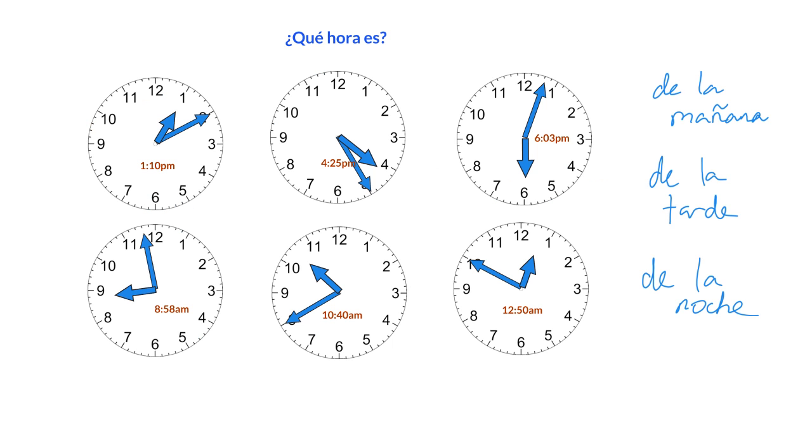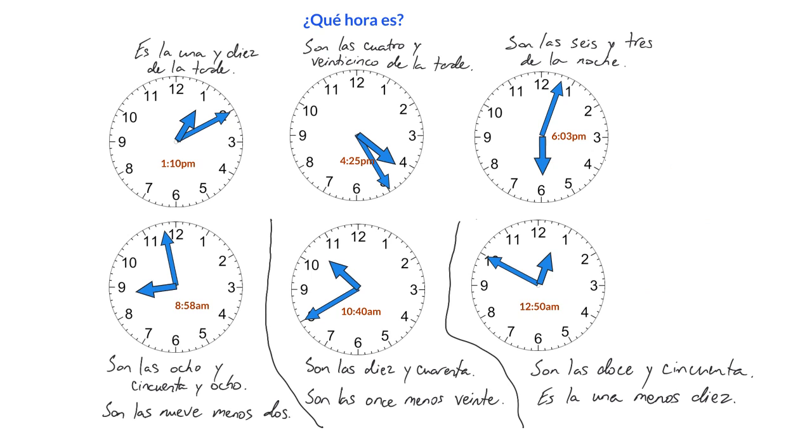Vamos a practicar un poco más. Let's practice a little bit more. On a sheet of paper, write a complete sentence indicating what time it is. Don't forget to add whether it is de la mañana, de la tarde, or de la noche. When you're finished, move to the next slide to compare your work with the answers. ¿Cómo hiciste? How did you do?